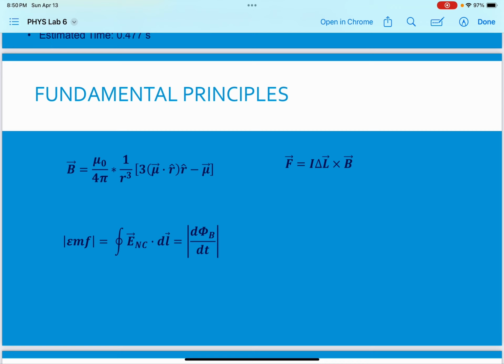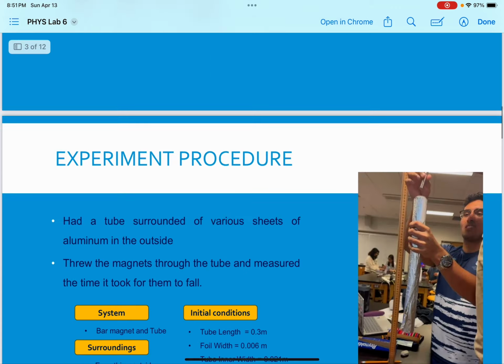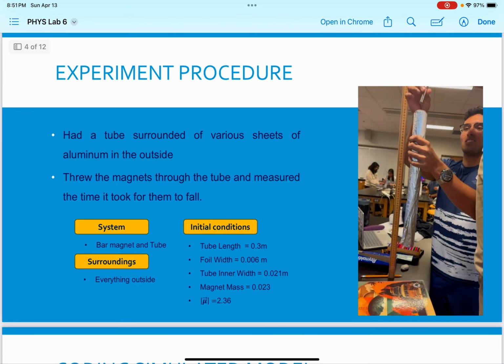So even though most of the calculations were done through the computer, the formulas and principles that we need to keep in mind, first of all, are the field caused by a magnetic dipole, Biot-Savart's law, and Faraday's law, all of which's formulas are stated in this slide.